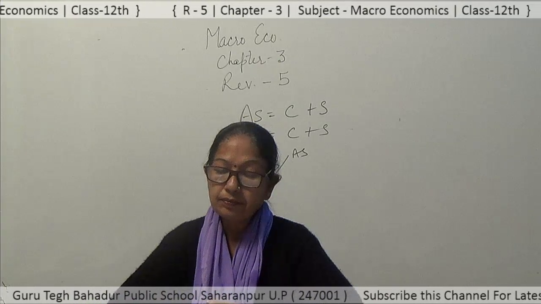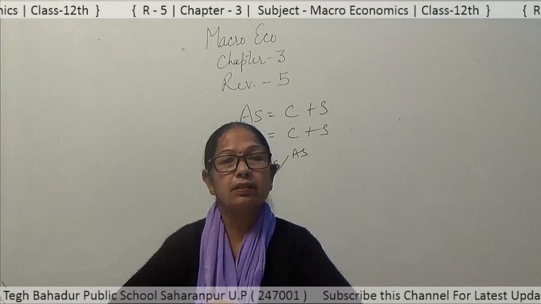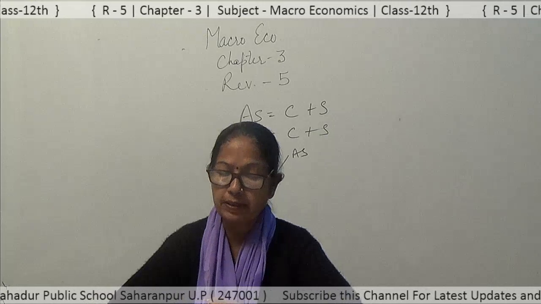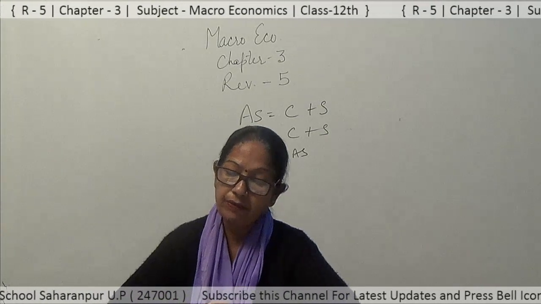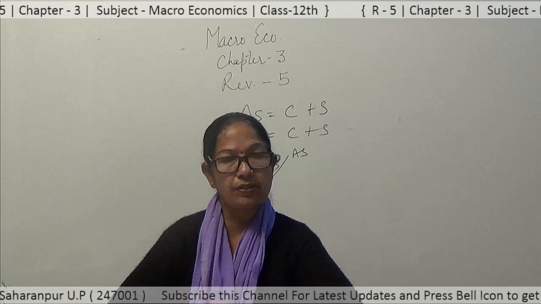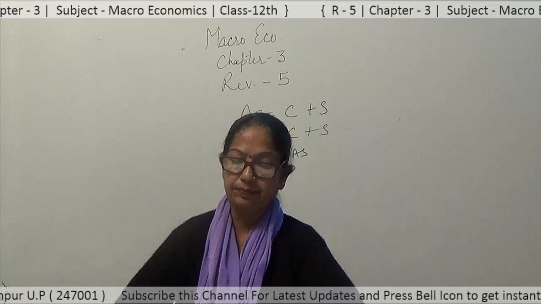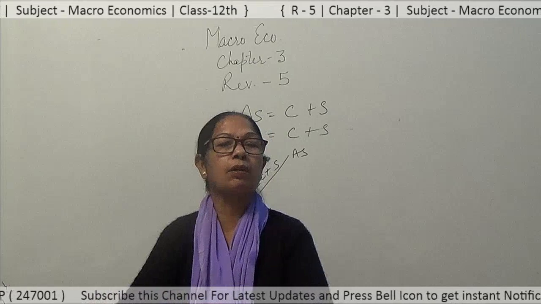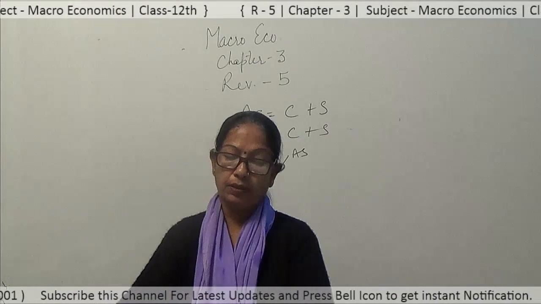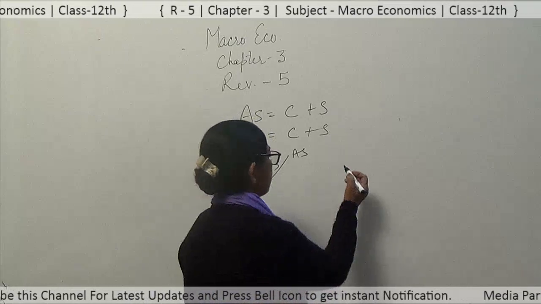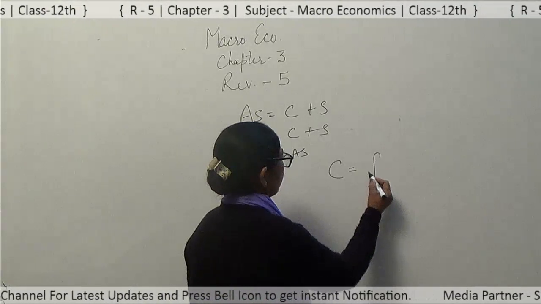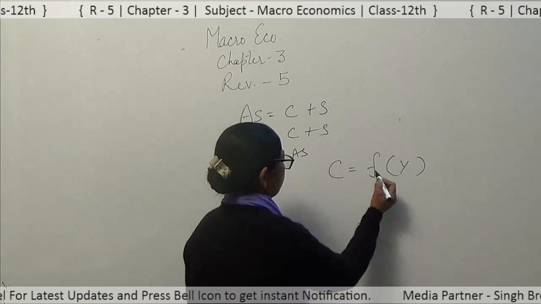Then consumption function and propensity to consume, its other name, and its relation with income. Meaning of consumption function: the functional relationship between consumption and income is called consumption function or propensity to consume. C is equal to F of Y. Consumption is equal to function of Y, income.